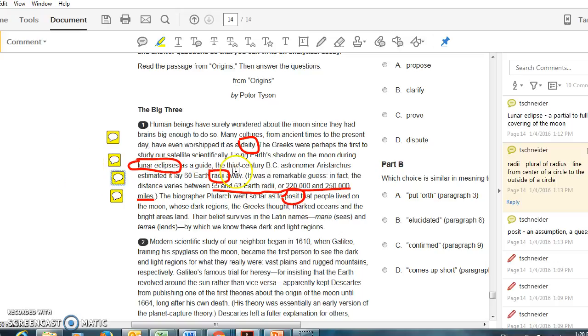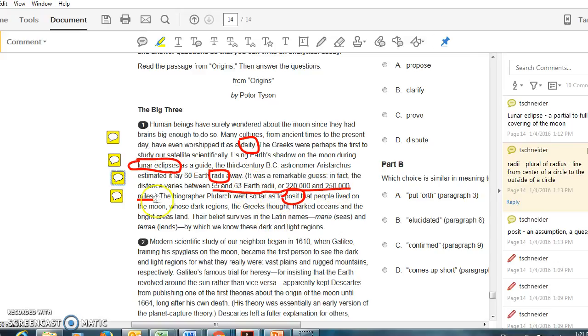The 3rd century BC astronomer Aristarchus estimated it lay 60 Earth radii away. Radii might be a word that they have not heard before, or they don't think they've heard before. So they don't know. It's a math term. They're reading in science, so they might not transfer that skill. So radii, plural of radius, and here is that note on there. I just made a little note here. Radii, plural of radius, line from the center of a circle to the outside of a circle.